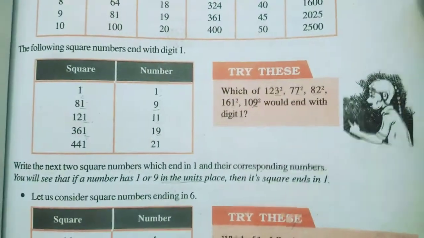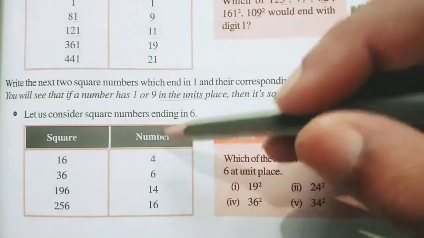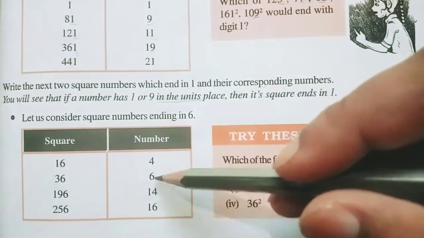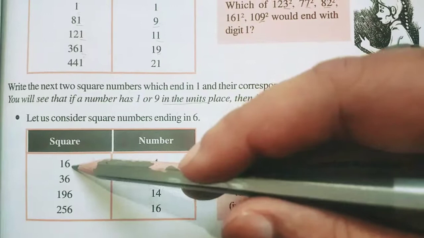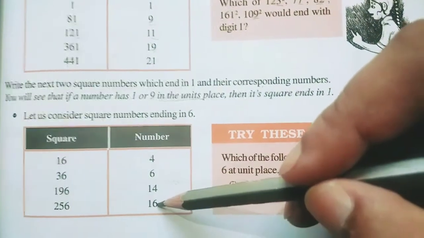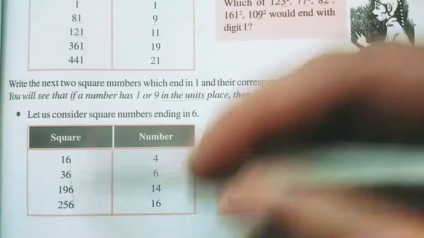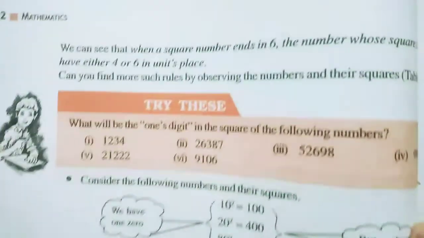The next property is about numbers ending in 6. If any number has 4 or 6 in the unit place, then the square of that number will have 6 in the unit place. See here, 4, 6, 4, 6. When you square these numbers, the unit place will be 6. Understood? This is another property. In the next page, the property is written.